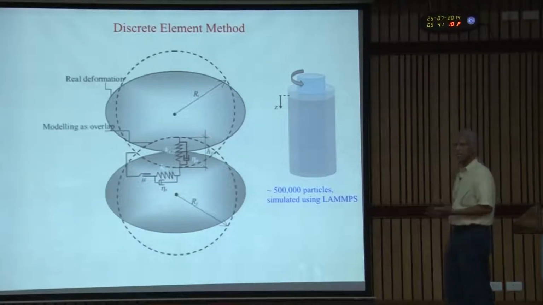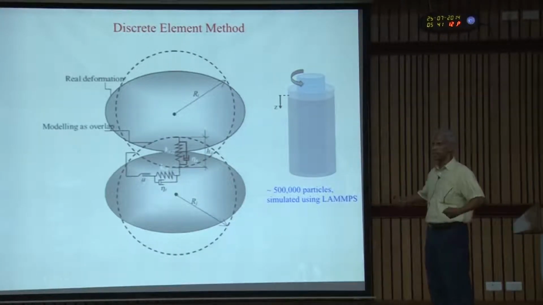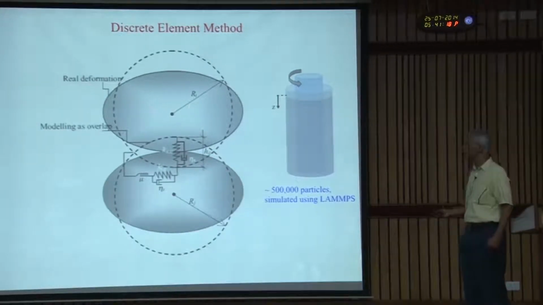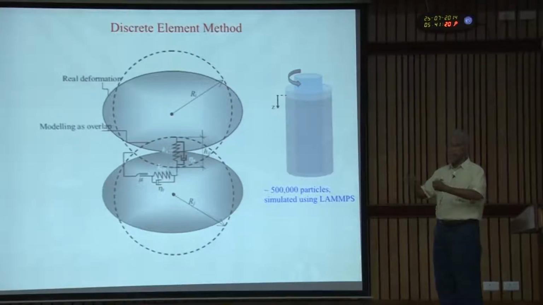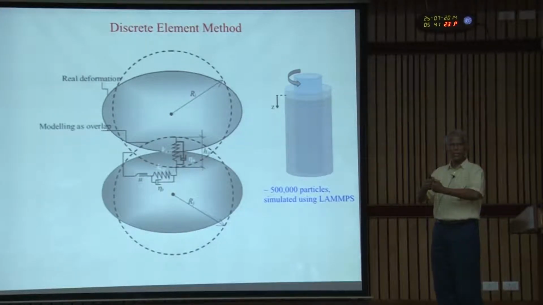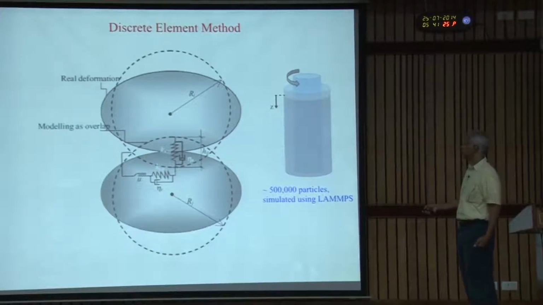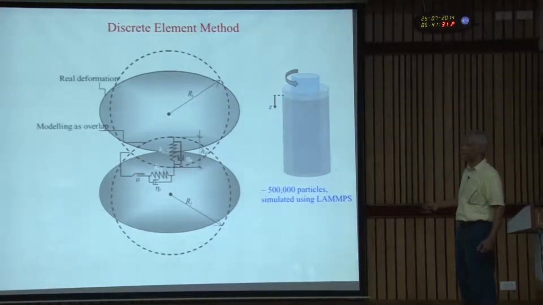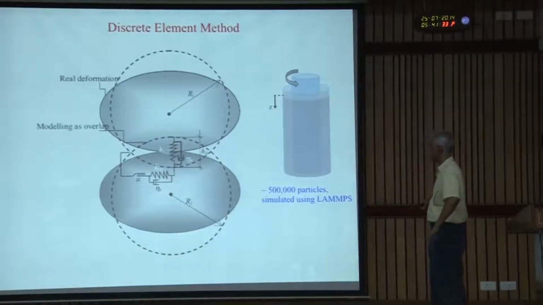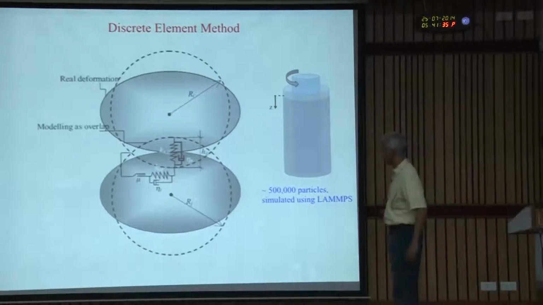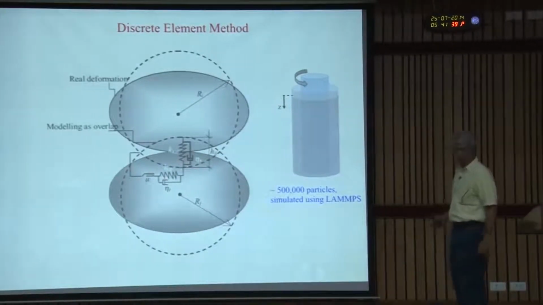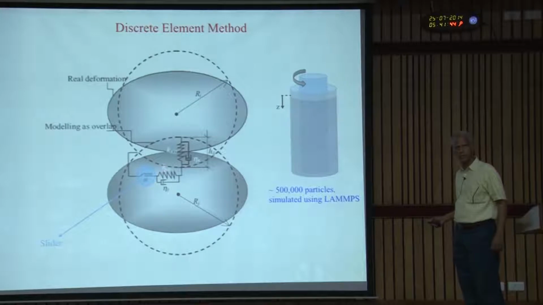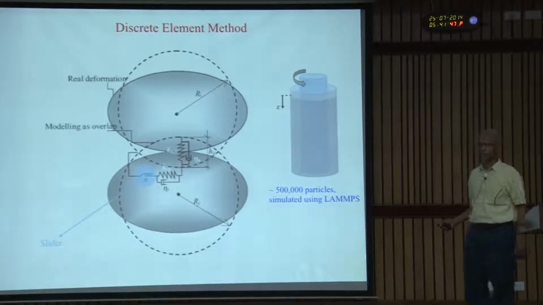These are basically like molecular dynamics simulations, except that the potentials are hard sphere potentials. Particles don't interact with each other until they come into contact, and when they are in contact they interact as though they are a set of springs and dashpots. For normal contact there is a spring and a dashpot. For tangential force there is a spring and dashpot, and importantly there is also a slider for tangential force. That provides Coulomb friction.